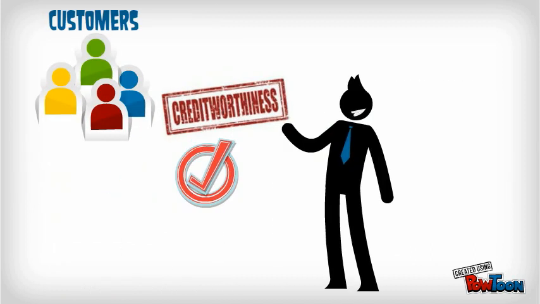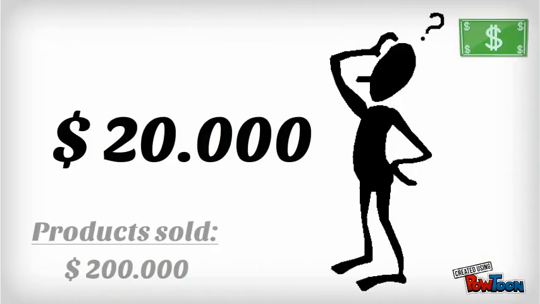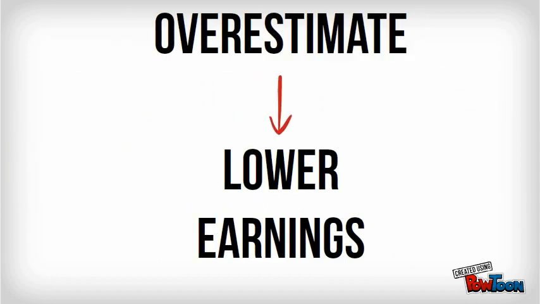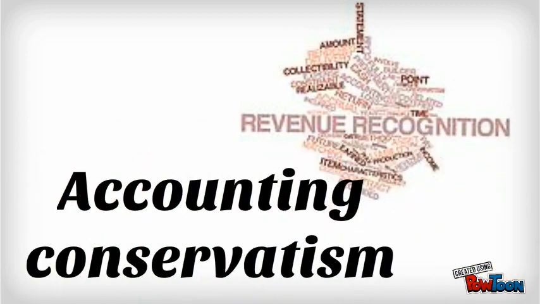Company X always checks the creditworthiness of their customers. Nevertheless, they made an allowance for doubtful accounts of $20,000. It is reasonable that this allowance for doubtful accounts is overestimated. This overestimate may lower earnings for this period. The allowance for doubtful accounts is in line with the strict revenue recognition criterion, which is one of the most common forms of accounting conservatism.